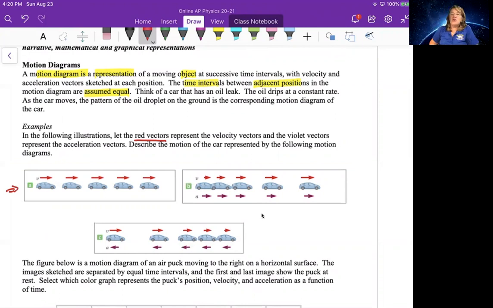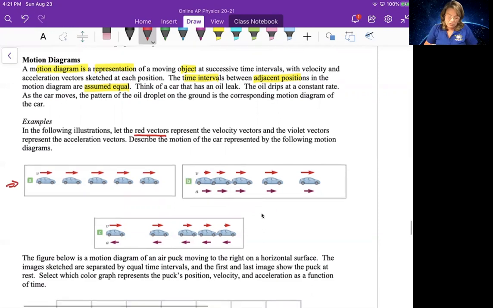Okay, so I want you to think about a car that has a leak. You're driving down the road at a constant speed, and he's got a drip on the ground that is going to have equal distance between the drips because he's going at a constant speed. If he started to accelerate, all of a sudden the drips get farther and farther apart. If he starts to slow down, the drips get closer and closer. So a motion diagram lets us start to figure out what's happening with the velocity, acceleration, and the position of the object. So let's take a look at this situation here.